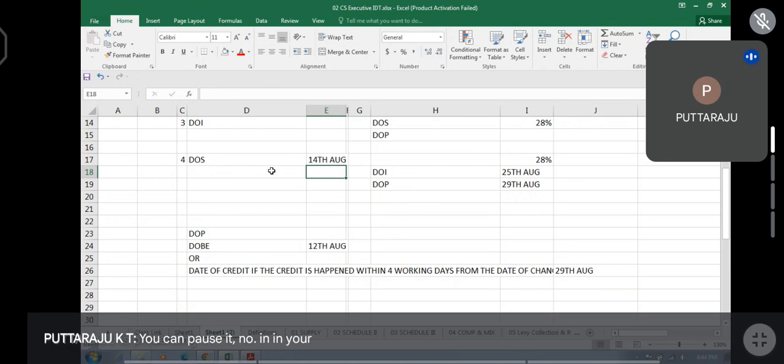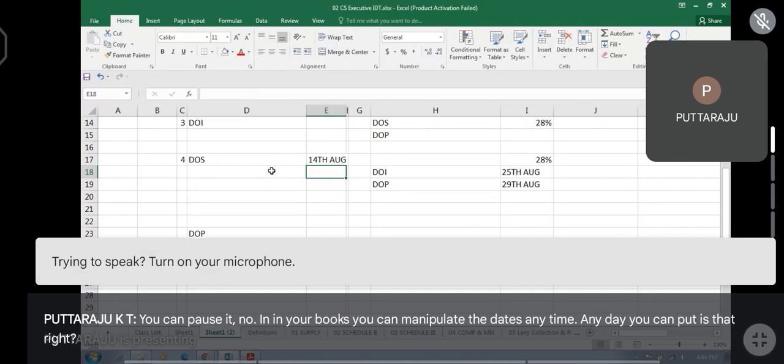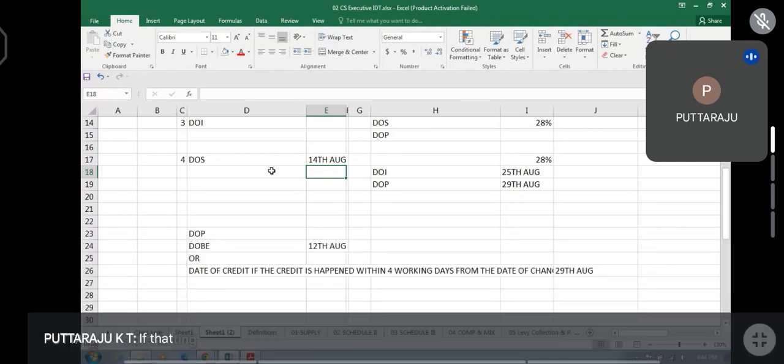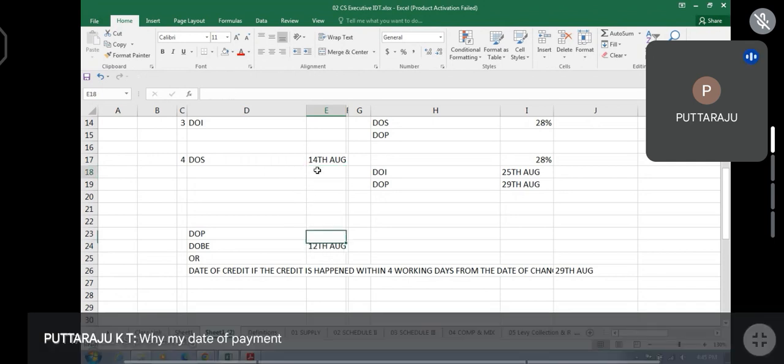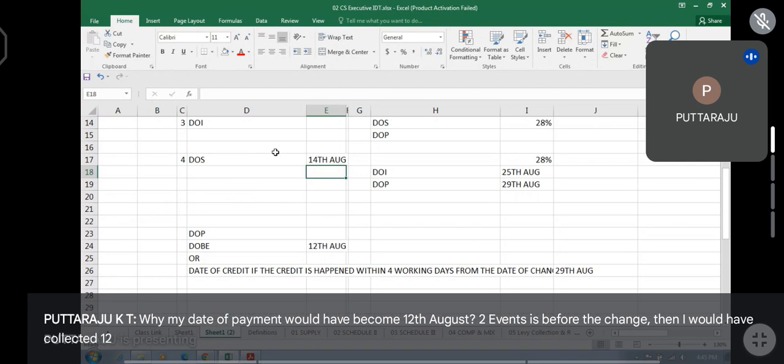In your books, you can manipulate the dates anytime. Any day you can put. Is that right? Yes, sir. If that happens, you would have collected the 12% rate from the customers. Yes or no? Why? My date of payment would have become 12th August. Both events are before the change. Then I would have collected 12%. Yes or no?